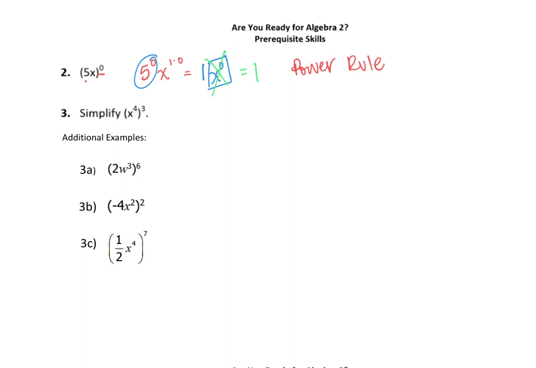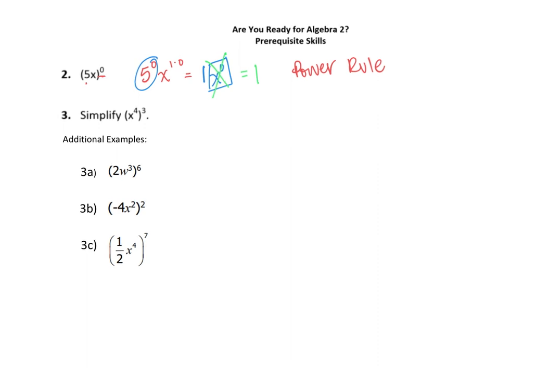Number 3. We are asked to simplify x to the 4th power all being cubed. Okay, notice we do not have a coefficient inside the parentheses. So we have no regular number to raise to the 3rd power. Or we do, 1, but 1 cubed stays 1. So we take our base of x, we take the inside power, 4, and we multiply it to the outside power, 3, because the power rule tells us to multiply exponents. Okay, so what is 4 times 3? 12. This simplifies to x to the 12th power.